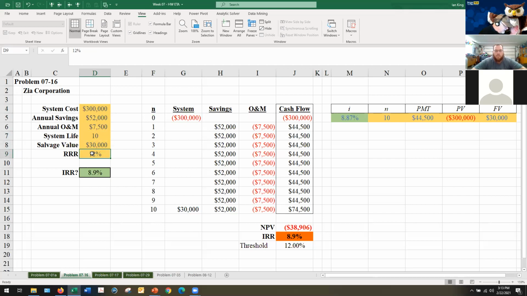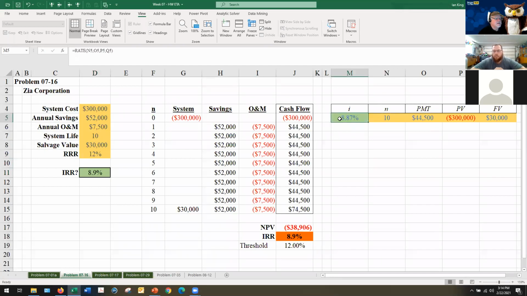Now then, here's the tricky part, and this is where some people got messed up. They tried to incorporate this 12%. If the company wants to earn 12% on all investments, should the system be purchased? Some people tried to find some way to incorporate this 12%. The way it's saying it, it says it wants this. You're trying to figure out whether you can get it.